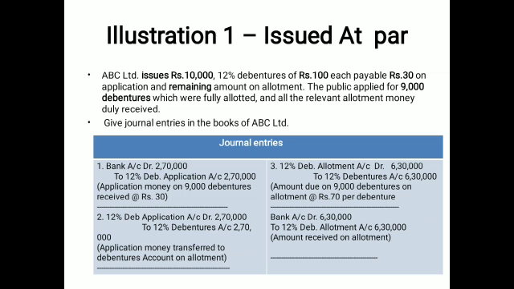Debenture issued at par. Now you may see here ABC Limited issues 10,000 debentures at the rate of 12%. At this level, you don't have any requirement of the 12%. It is only listed; when interest is given, then this 12% will get the weightage. Here the number of debentures is 10,000 and the face value is 100. Rupees 30 will be called at the time of application, and the remaining 70, out of 100, at the time of allotment, which you have to calculate.